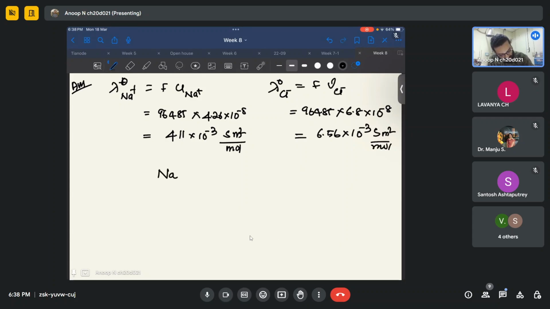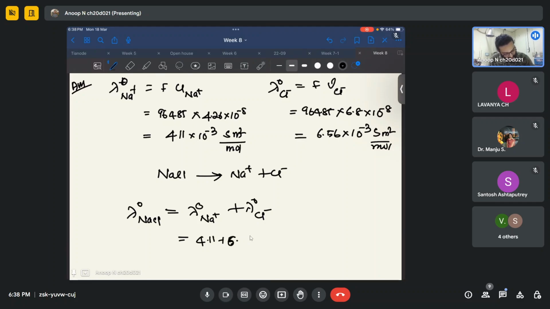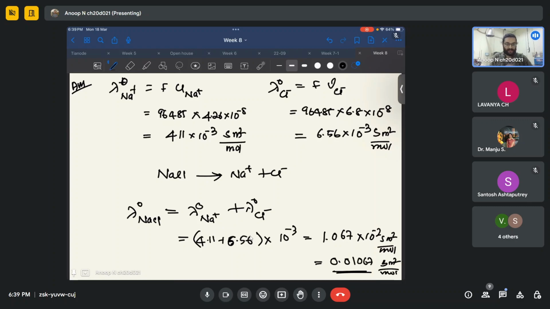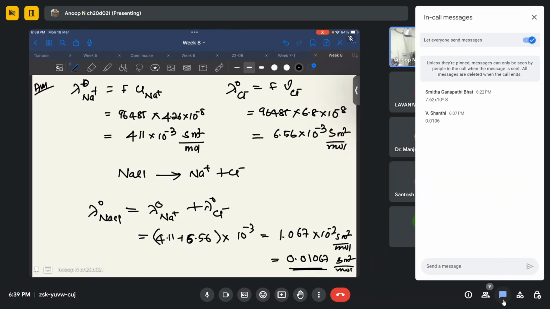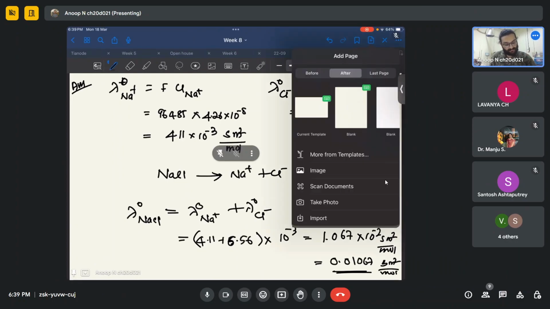Now NaCl gives Na plus and Cl minus. Hence lambda 0 NaCl is equal to lambda 0 Na plus plus lambda 0 Cl minus, which is nothing but 4.11 plus 6.56 into 10 raised to minus 3, equal to 1.067 into 10 raised to minus 2 Siemens meter square per mole, that is 0.01067 Siemens meter square per mole. Any doubt in this? This is straightforward and easy, right? Yeah, I think all of you got the answer. So shall we move on to the next question?